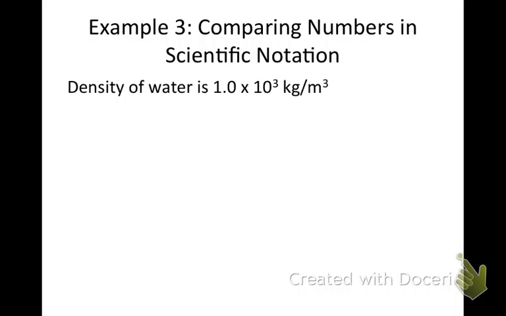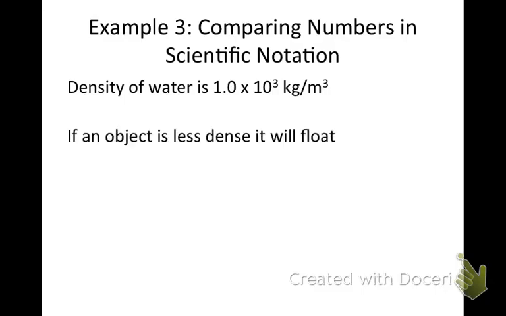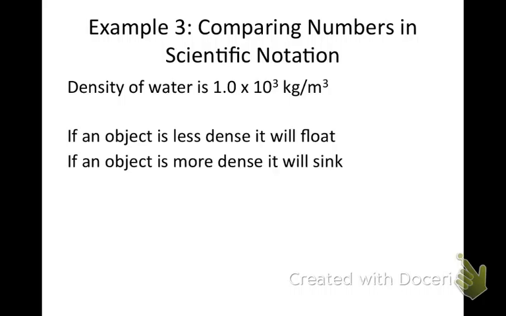So we want to compare the density of water, which you maybe looked at in your science class. If an object is less dense than that, it should float. That means it has a smaller number than 1.0 times 10 to the 3rd kilograms per meter cubed. And if an object is more dense, so it's a number greater than 1.0 times 10 to the 3rd kilograms per meter cubed, it will sink.